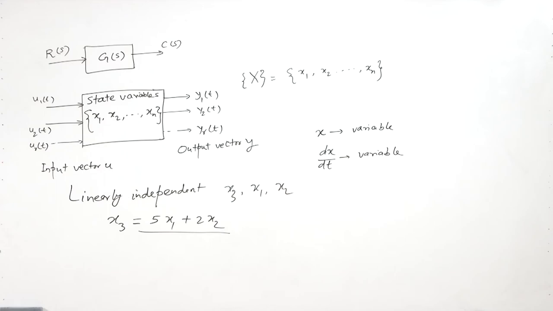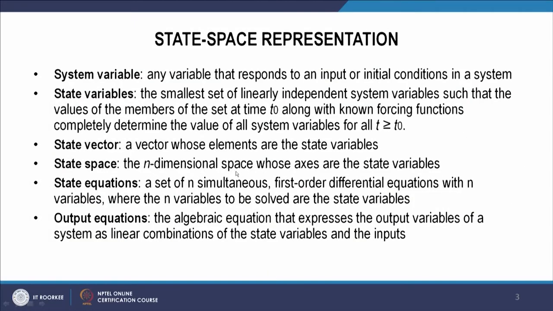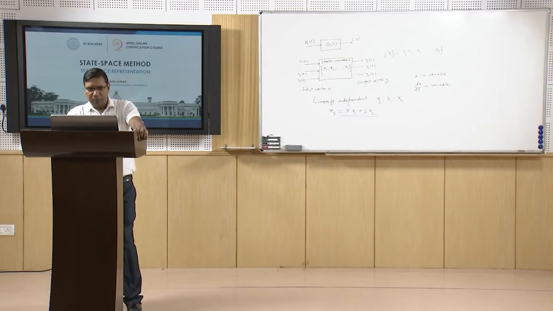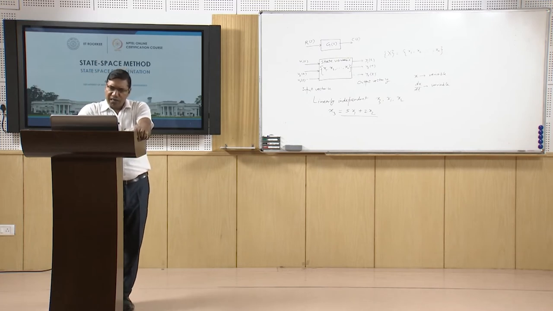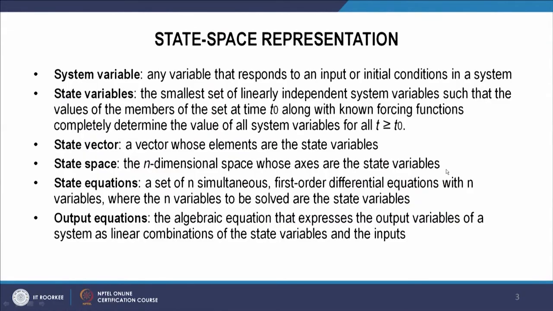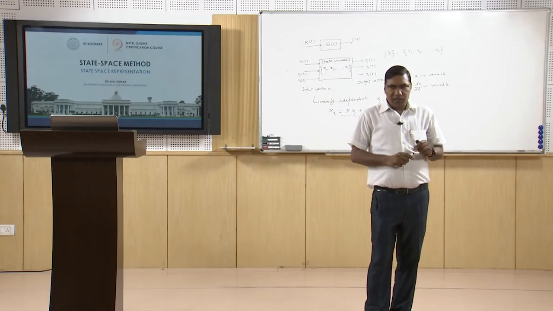Now the state space. It is an n dimensional space whose axes are the state variables. So if there are n state variables, the n dimensional space is the state space, where each axis represents one state variable. Then state equations. State equations are a set of n simultaneous first order differential equations with n variables, where the n variables to be solved are the state variables. So if there are n state variables, there are n first order differential equations, and these are called the state equations.